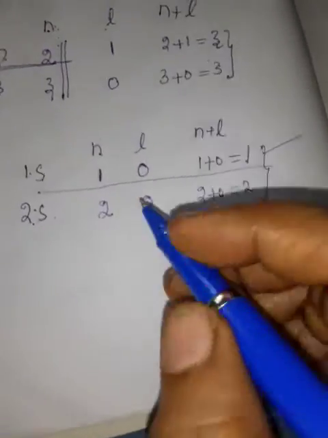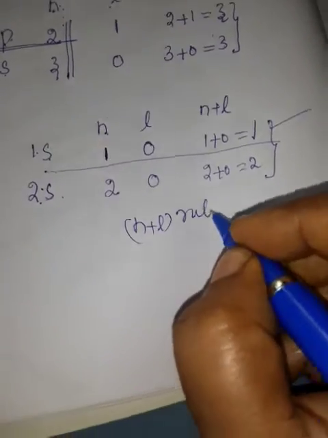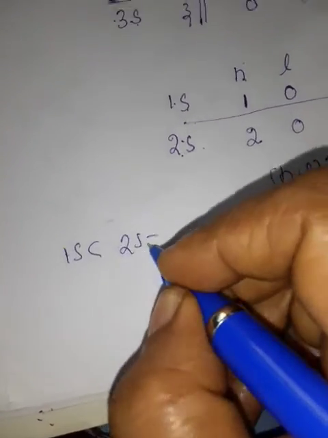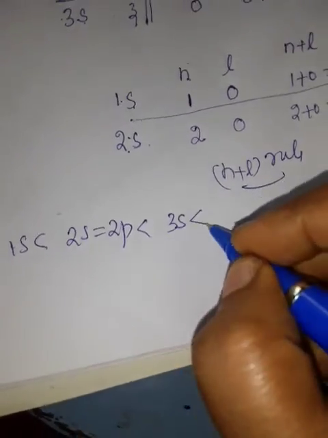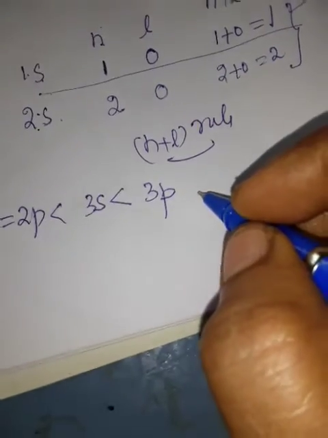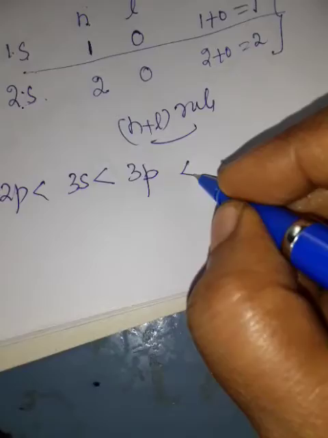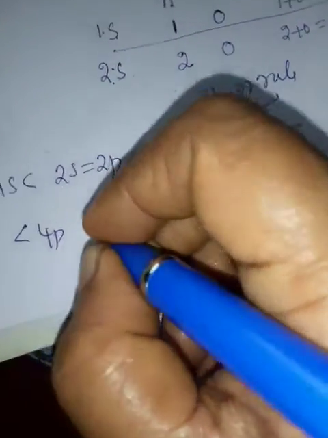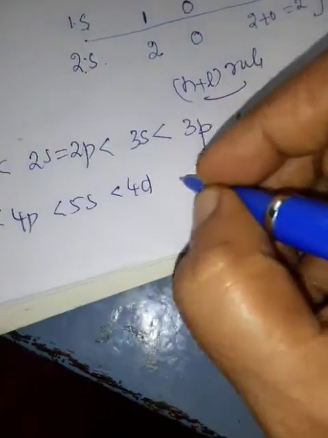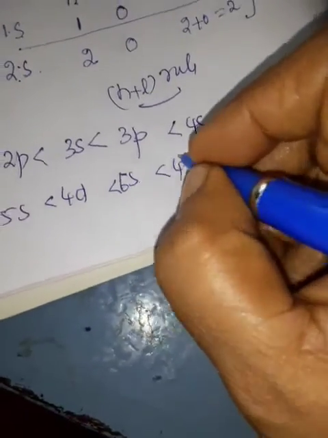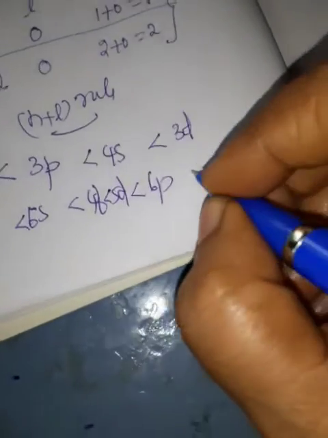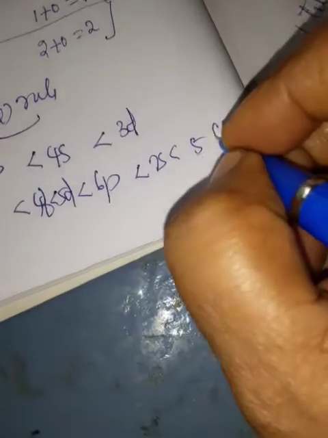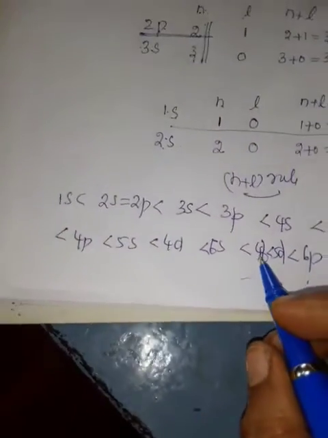Based upon this n plus L rule, the order is changed somewhat: 1s, 2s, 2p, 3s, 3p, then 4s, and only then 3d, then 4p, 5s, 4d, then 5p, 6s, 4f, then 5d, 6p, then 7s, then 5f and so on. This is the n plus L rule.